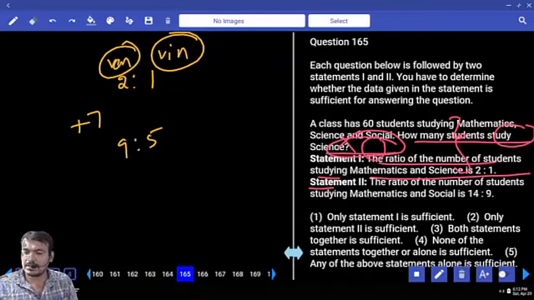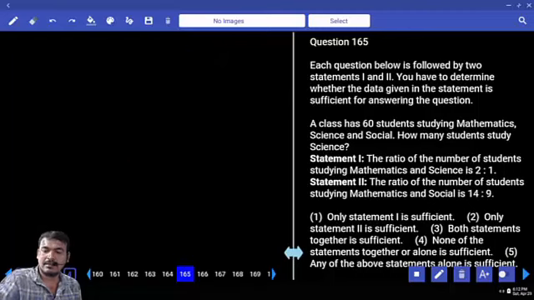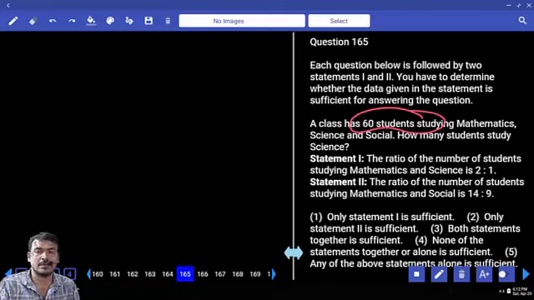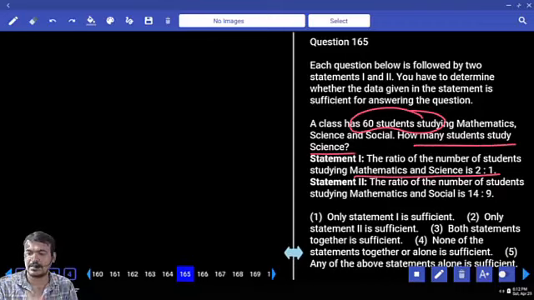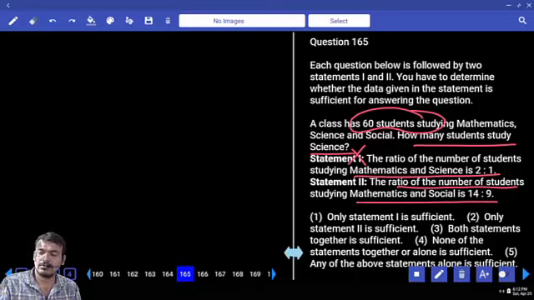Next, question number 165. A class has 60 students studying mathematics, science and social. How many students study science? Total how many students are there? 60. We required how many students study science? First statement, the ratio between mathematics and science is given, 2:1. Only one alone is not sufficient. Second one, the ratio of the number of students studying mathematics and social is 14:9. Only two alone is not sufficient.